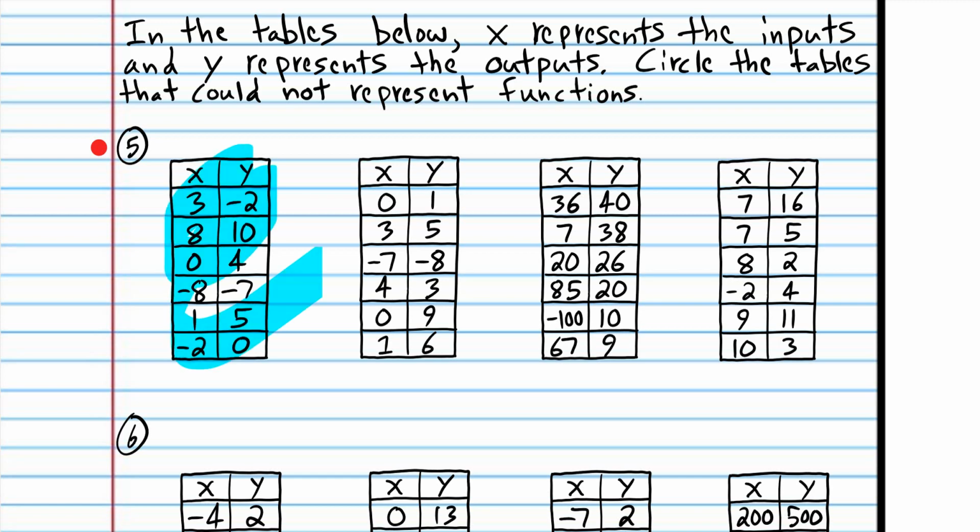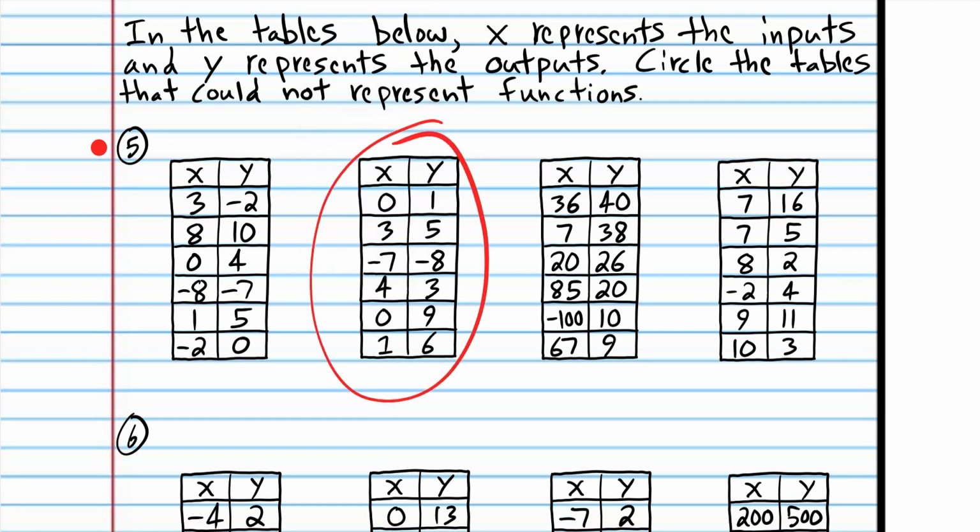It looks like this is okay, but here we have 0 as an input and then 0 as an input again. But notice for 0 we have this output, but we also have a different output. So what that means is that if you plug in 0 as your input, you can get 1 or you can get 9. So that's 2 outputs for one input. That's not allowed. So this table could not represent a function. So I'm going to circle that because it says circle the tables that could not represent functions.